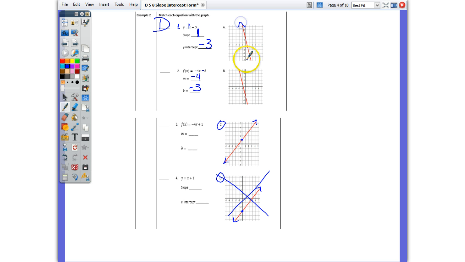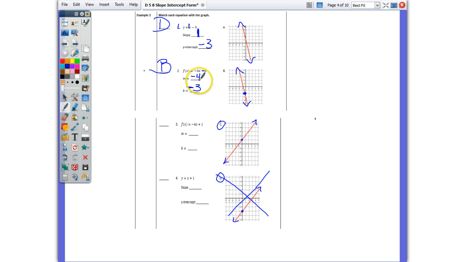We have A and B to pick from because those both have negative slopes. B. And now it has to go through what though? -3. It has to go through the -3. Which one of these goes through the -3 on the y? B. B does.